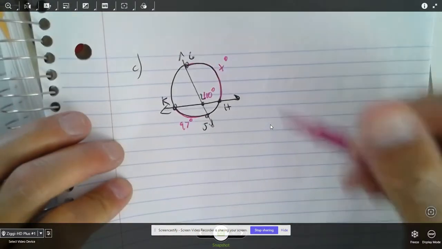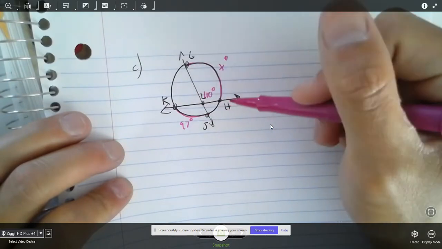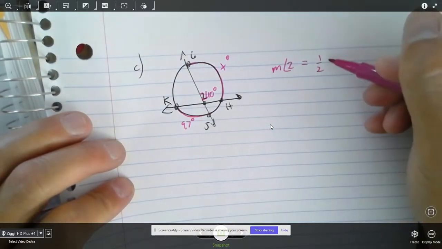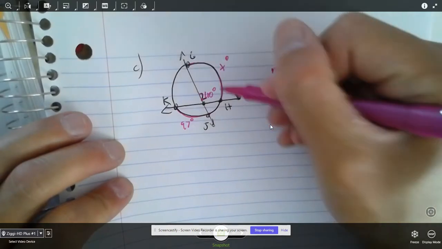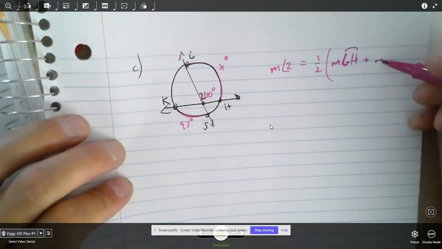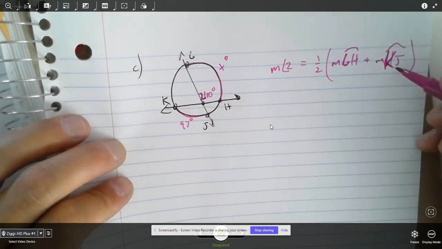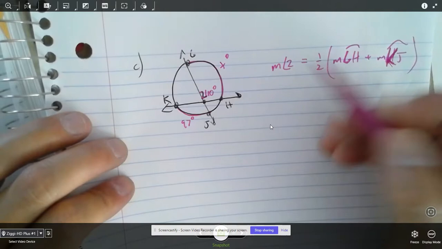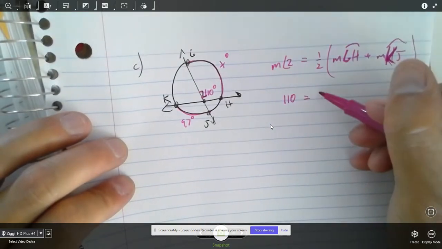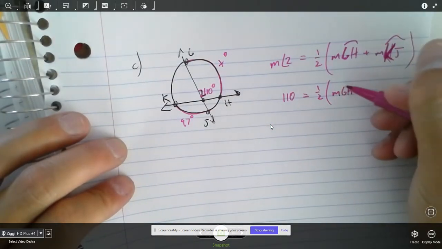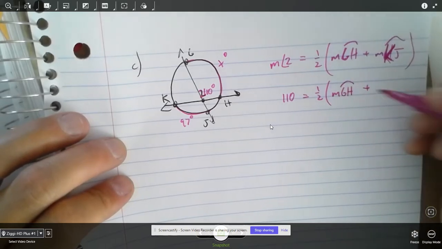So let's first draw the notation out really quick for the naming and so forth. So we know the measure of angle 2, okay, so remember this is measure of angle 2, is equal to half of the arc, measure of arc GH, plus arc KJ. That's KJ, okay? So let's go ahead and plug in the values that we got. I know that measure of angle 2 is already given to me, 110. Then I got 1/2 times the measure of arc GH. I don't know what that measure of arc GH is, so I'm going to leave that as one giant variable, okay? Plus KJ, which is 97.